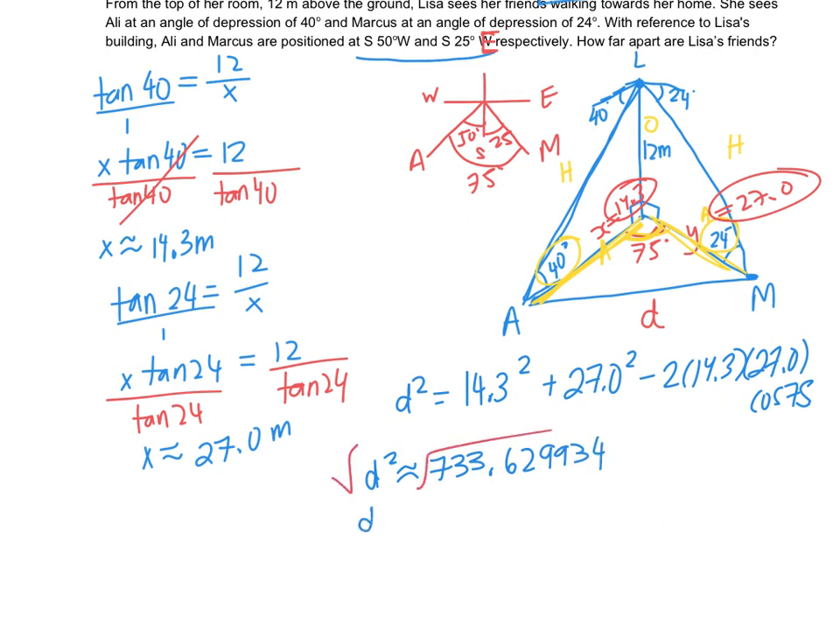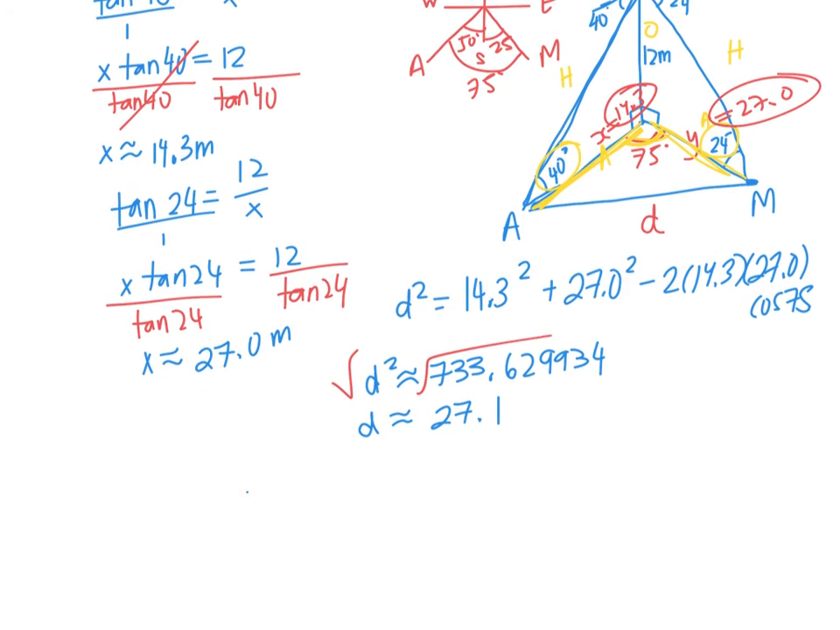Don't forget to square root both sides, and we end up with 27.1 approximately. And now we can write our therefore statement. Therefore, Lisa's friends are 27.1 meters apart. And that's it for 2D and 3D trigonometry with that angle notation variation.